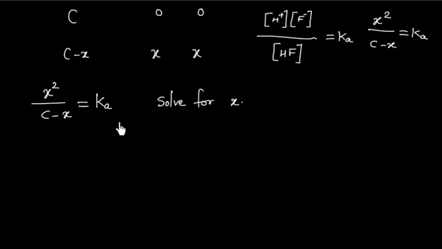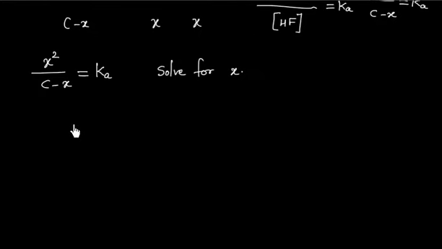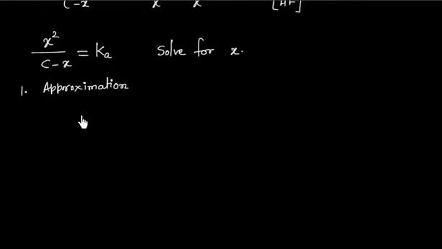So first we will discuss the approximate method by which we can solve for X. So the first task is the approximate method, approximation. What is the approximation I am going to make? This X is very small compared to C. This is logical. Let us say I have C, that is 0.1 M.